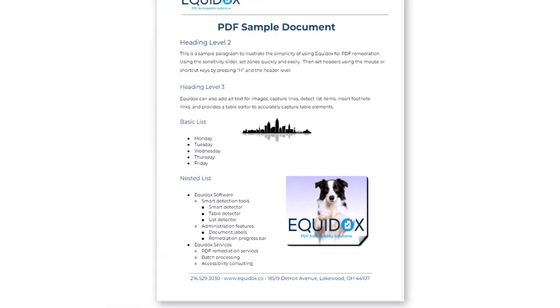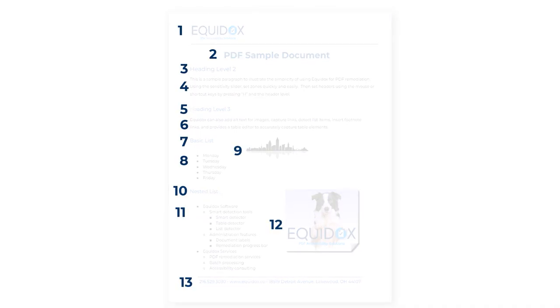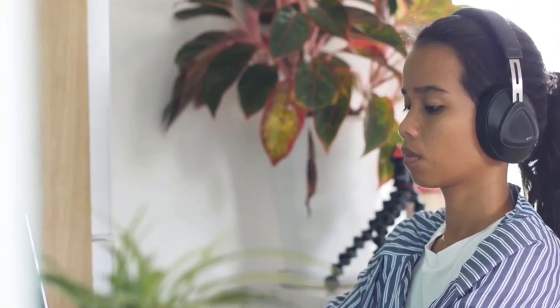Correct the reading order. Review and adjust the reading order on every page. Not all content should follow a simple left to right, top to bottom flow. Validate the file. Use both automated checkers and screen readers to ensure accessibility. Keep in mind, automated tools can't verify alt text accuracy or reading order.